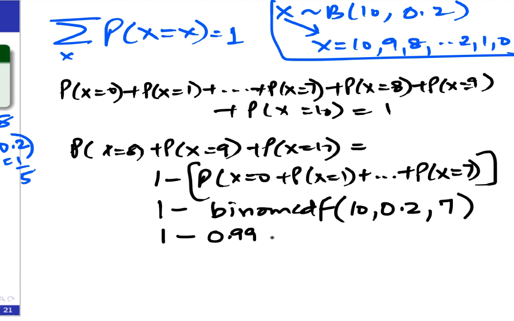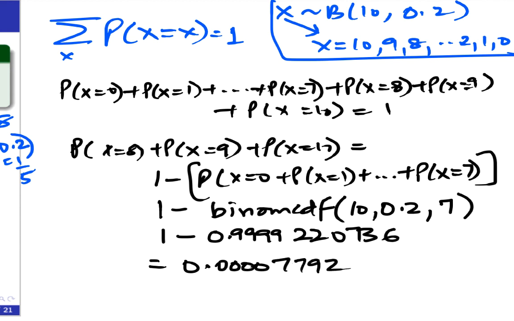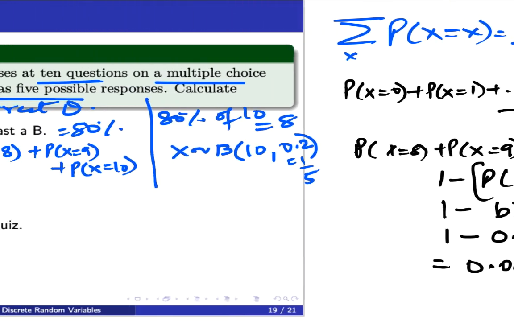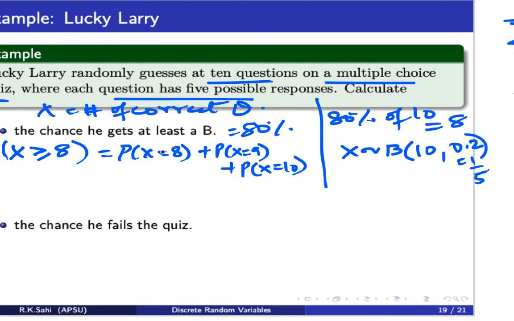Okay. So 1 minus 0.999220736. How many nines? 4 nines. And that's going to be 0.000779, how many zeros? I think 4 zeros. Yeah, it seems like that. So 4 zeros, 7792. So that's the answer here. So this answer is just using binom CDF.